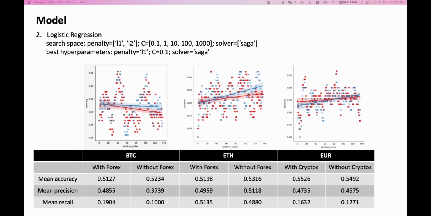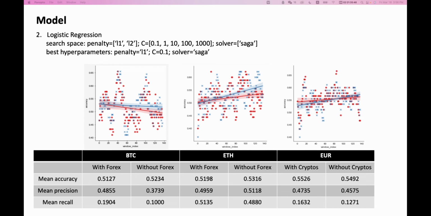The second model is a logistic regression model. After hyperparameter tuning, I found the model performs best when set penalty to L1, C to 0.1. From the 3 graphs, we could see how the performance of the logistic regression model changes with time. For Bitcoin, the performance of the model decreases, while for Ethereum and the Euro prediction, the performance of the model goes up. We can also see from the table that the model's performance is better than the benchmark model.